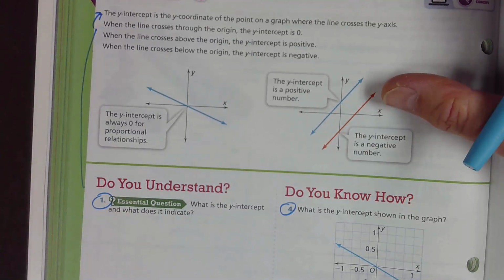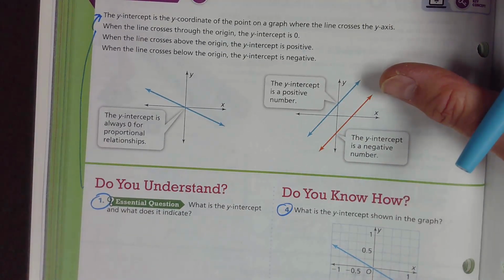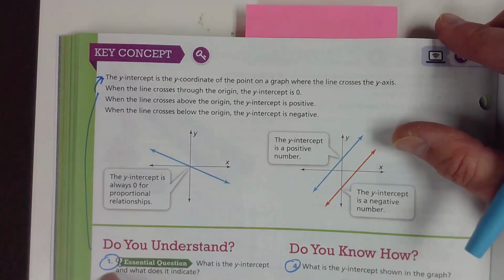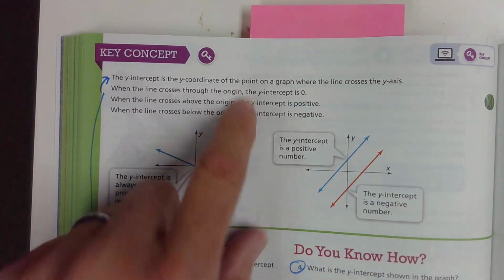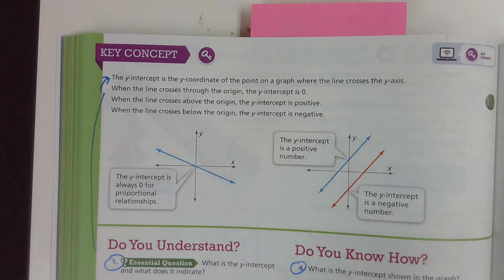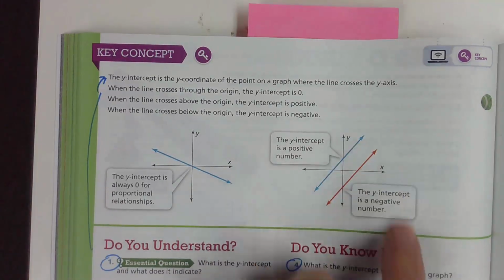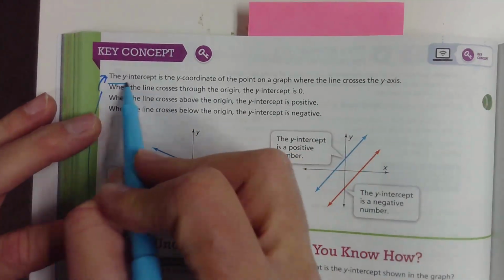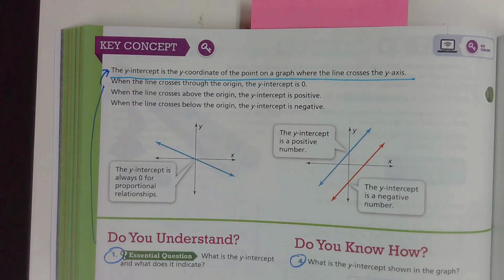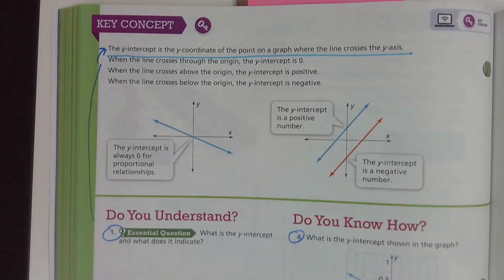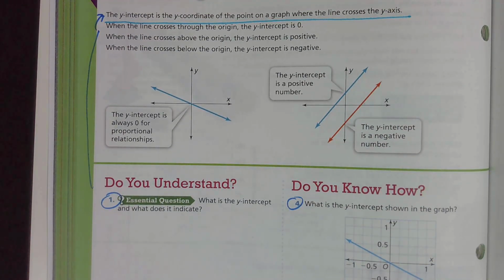All right, like usual, the essential question, what's the y-intercept and what does it indicate? So you can find the answer right here. The y-intercept is the y-coordinate of the point on the graph where the line crosses the y-axis. There's your answer to number 1. Yes? For the problems, instead of writing like the y-intercept is, could we just put the number? Yeah, I'm fine with that.